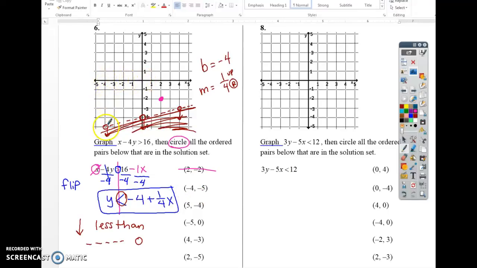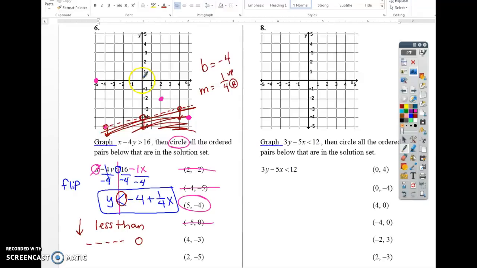Negative 4, negative 5. Is this a solution inside my open circle? Remember, what did we say about open circles? Those are not solutions. So if it lands on an open circle, that is not a solution. 5, negative 4. Yes, that's below my line. So I'm going to circle that one. That's a solution. Negative 5, 0. Nope, there's no solution there. That's not a shaded area.